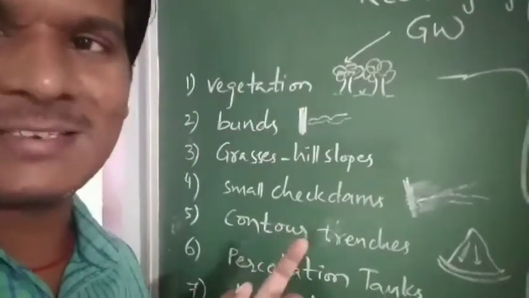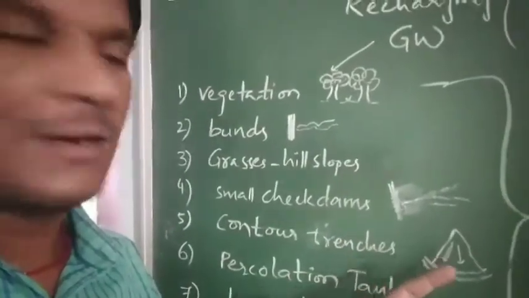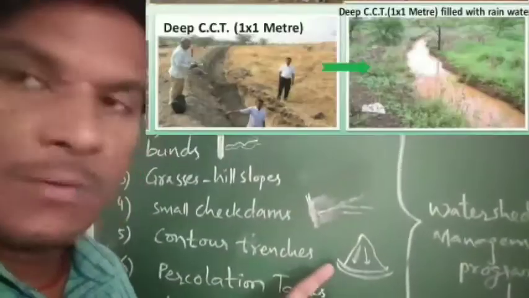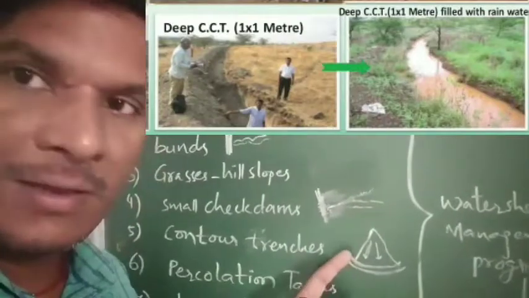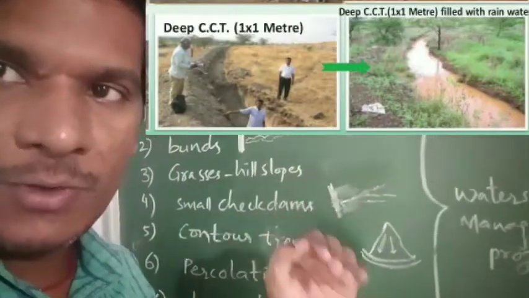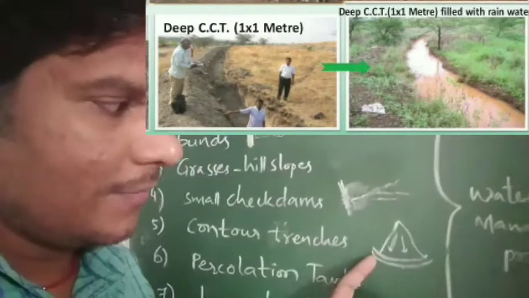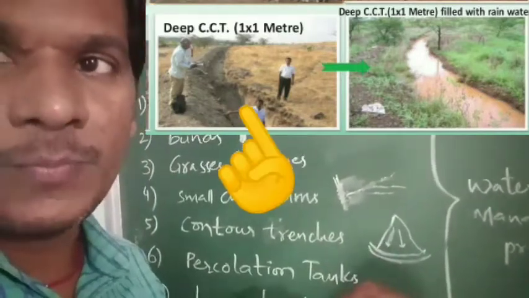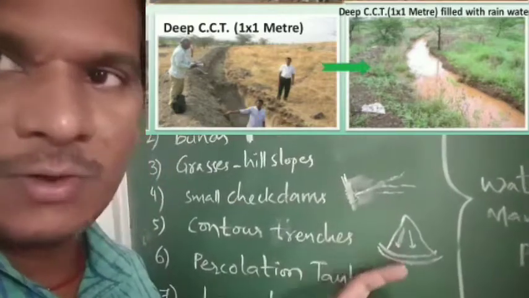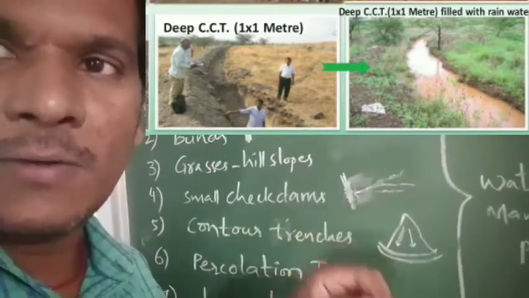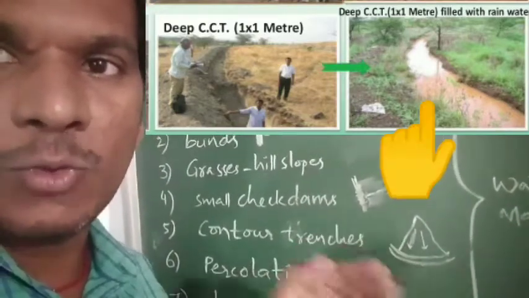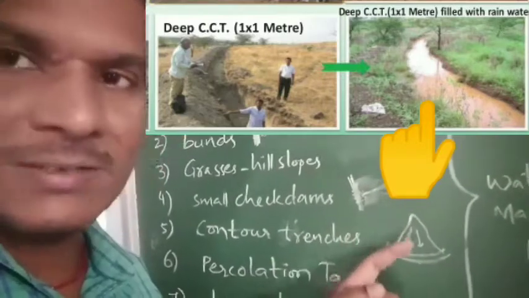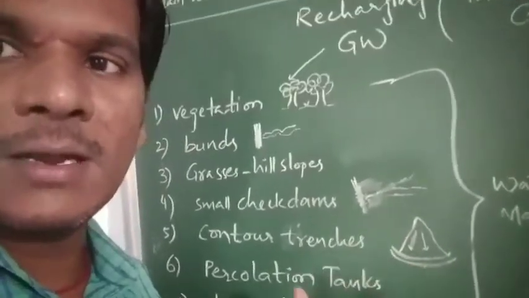Contour trenches are structures we build surrounding the hills. In our villages near the hills, water comes from the top to the bottom due to slopes. At that time, if you dig at the bottom to a deep depth as a contour, then water slowly joins that contour and slowly percolates into the underground. It may not move to other places. So contour trenches help to percolate the groundwater.